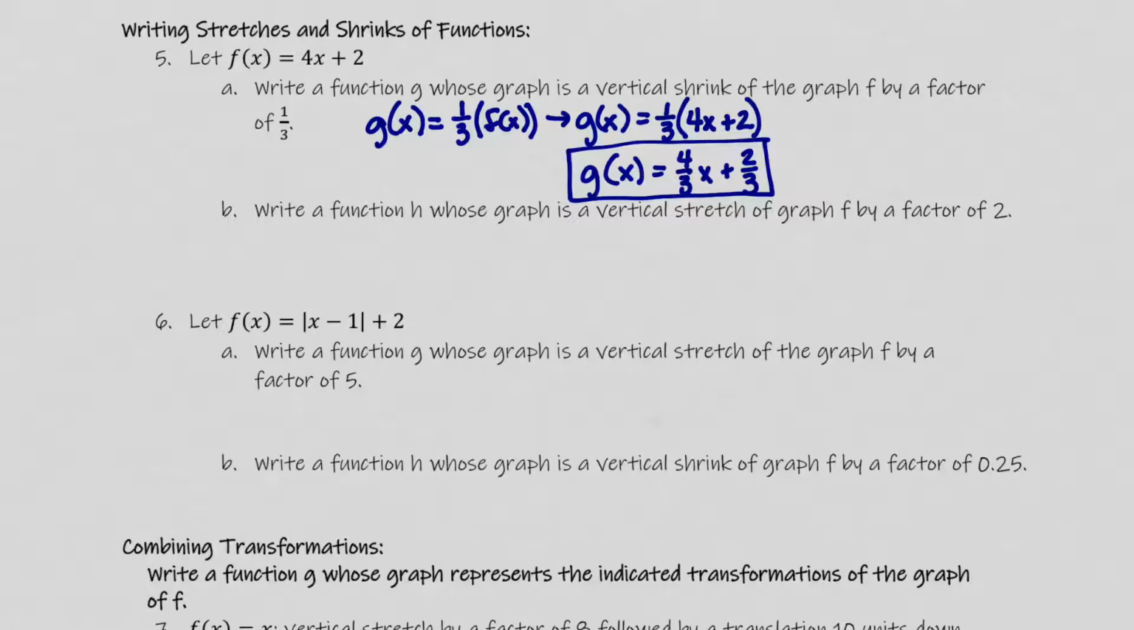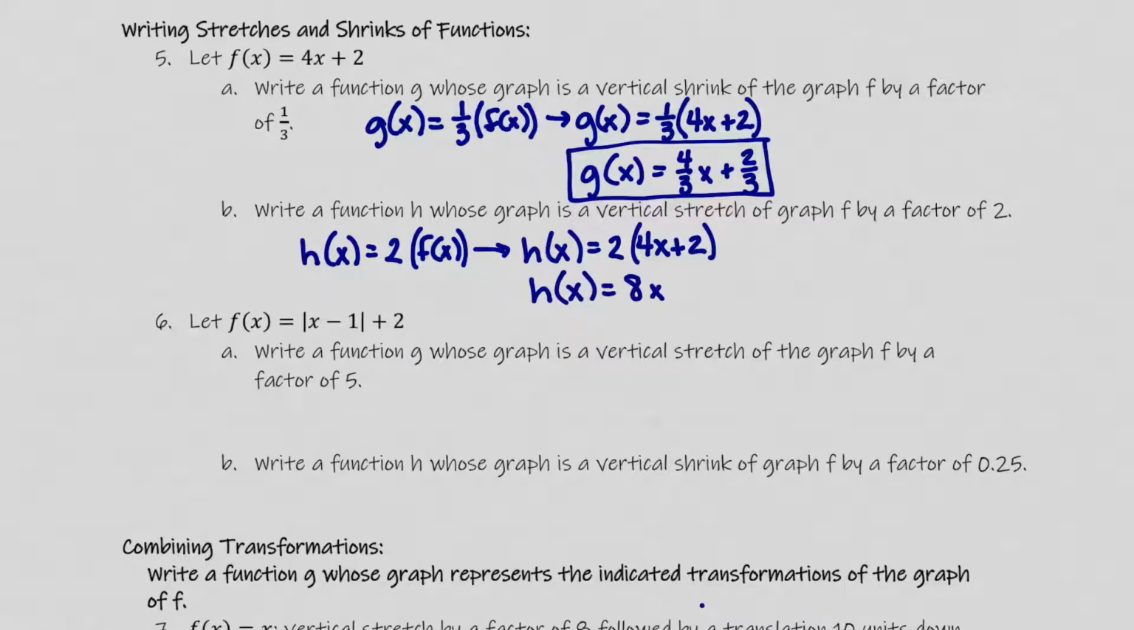So for b, I want to write a function h whose graph is a vertical stretch of function f by a factor of 2. So 2 times function f. That gives me h of x is going to equal 2 times 4x plus 2. So h of x is going to be 8x plus 4 once you distribute that 2 to both terms.